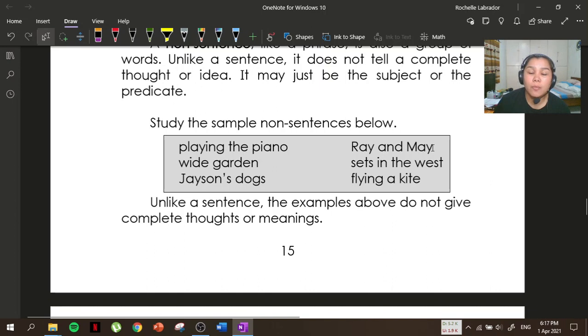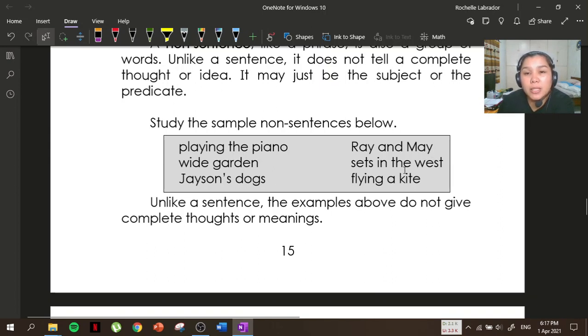Next, Ray and May. Oh, teacher, this is a sentence. It starts with a big letter, but it doesn't have a period. Why does it not have a period? Because it does not tell a story. It's not yet complete. O ano naman si Ray and May? What happened to them? Or what is it? What it tells about them? So wala naman.